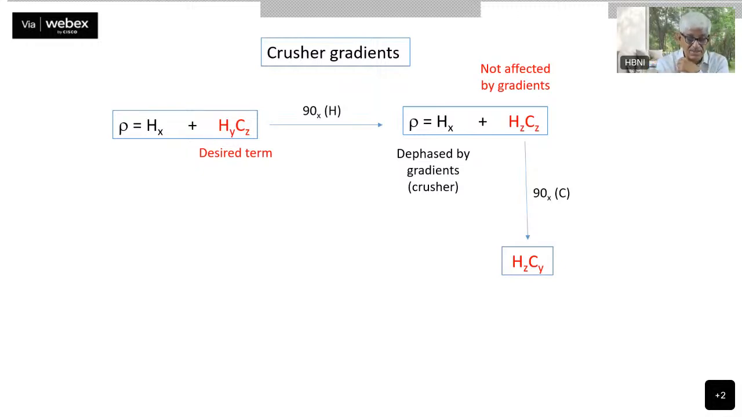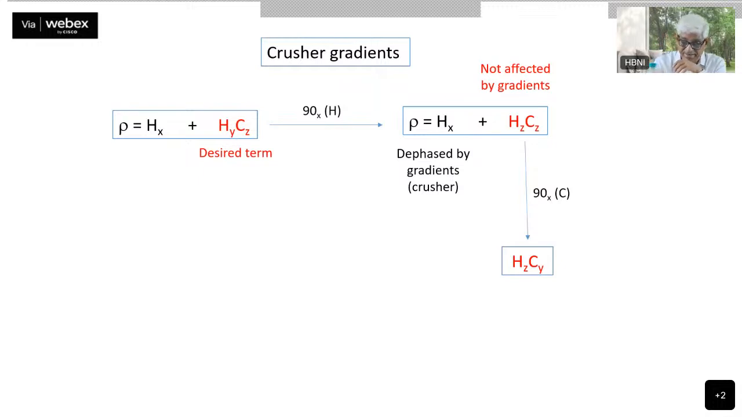So what I do here in this term, I apply a 90x pulse to the proton. What happens to Hx? Hx remains as Hx. What happens to this? Hy goes to Z. So now this becomes Hz Cz. So now this is along the Z axis. Hz Cz is not influenced by the gradients because this is along the Z axis. So now Hx is along the transverse plane.